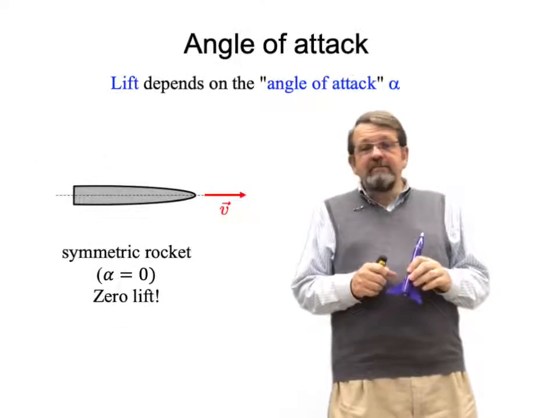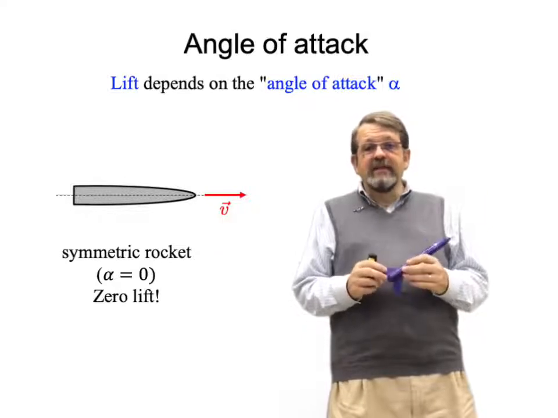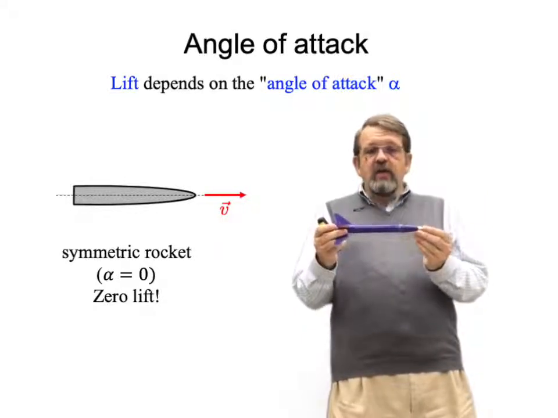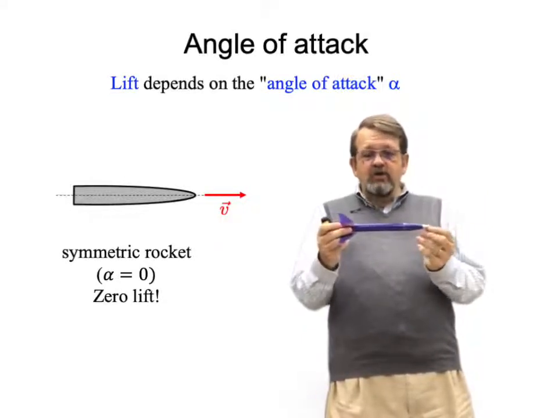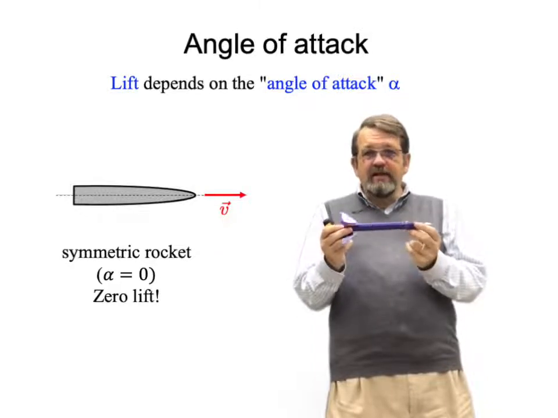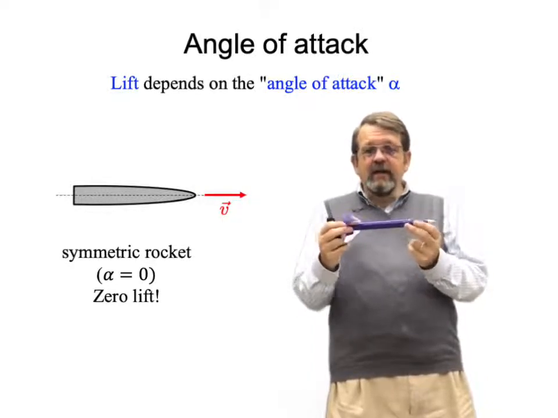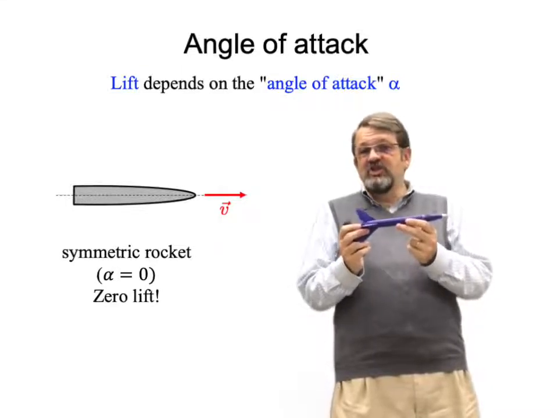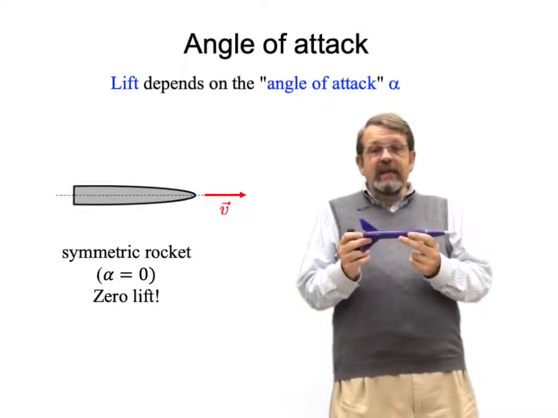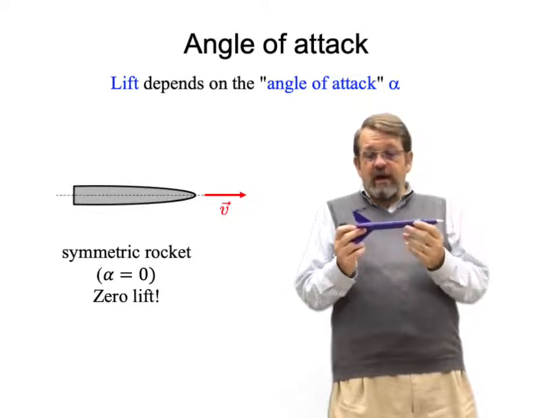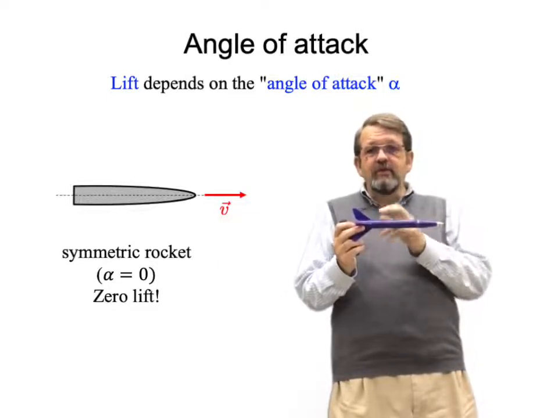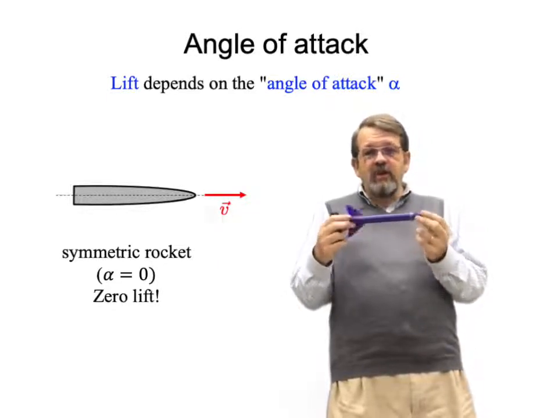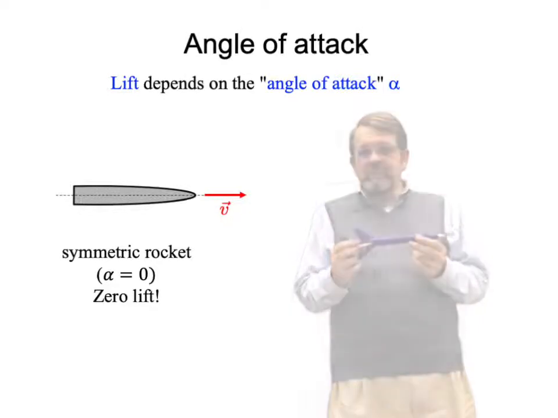Now, lift depends on something called the angle of attack. So if we have a rocket flying so that the line of its motion is straight along its center line, in a nice symmetric rocket here, then we say that the angle of attack of that rocket is 0. And if that were the case, there's no lift on the rocket because there's no reason for the lift to be in one direction other than the other. The rocket is, by assumption, nice and symmetric.